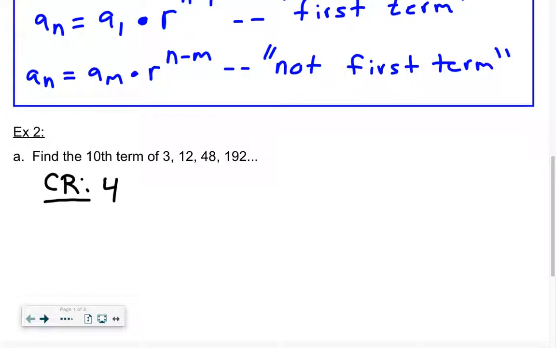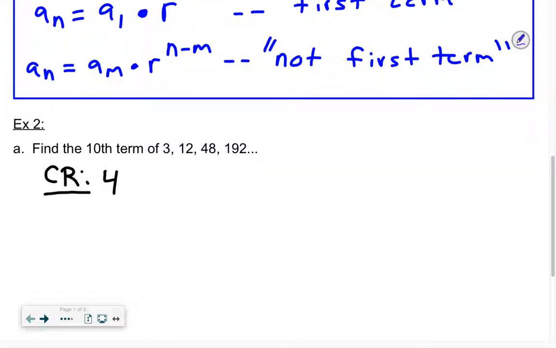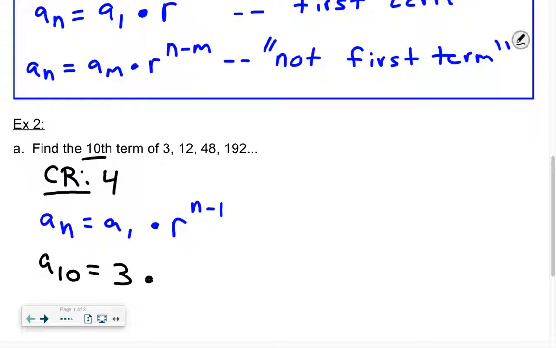And now if we want to, we can use that first term. So we can use a sub n is equal to a sub 1 times the r to the n minus 1. We're searching for the 10th term, so that's going to be my n value. We know that the very first term is 3. Actually, I want to save that for the next step. Let's go a sub 1, because then it'll be easier to identify what your n and your 1 is. N is 10, 1 is 1.